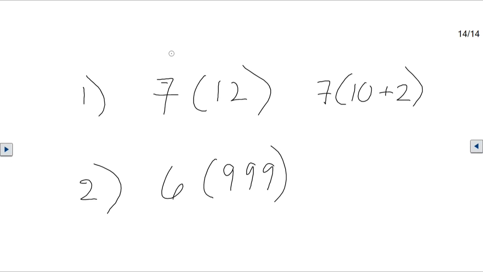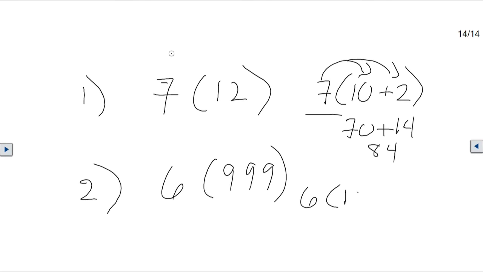So 12, we want to break down into 10 plus 2. Okay. So then we're just going to distribute that 7. So that's 7 times 10, 70. 7 times 2 is 14. 70 and 14 make 84.